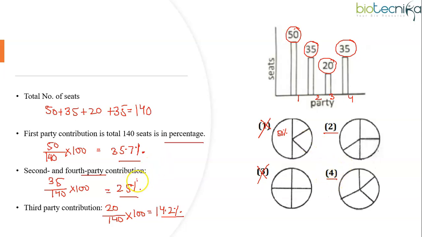As the second and fourth party contribution is 25%, which is equal, this equal contribution is shown in option 2 only and not in option 4. So that is why the answer here is option 2, where the first party shows a contribution of 35.7%, the second shows 25%, the third party contribution is 14.2%, and the fourth party contribution is again 25%.